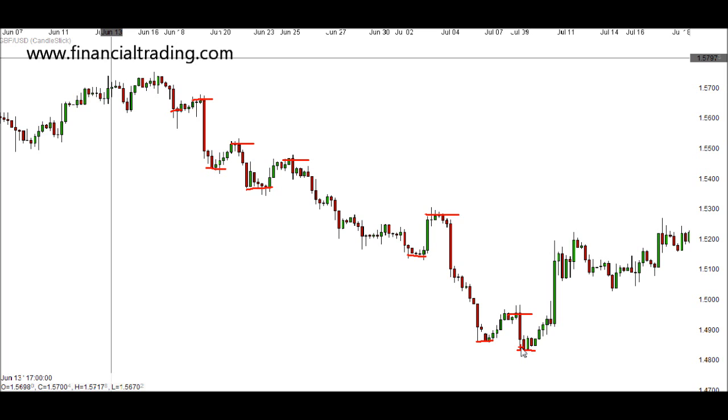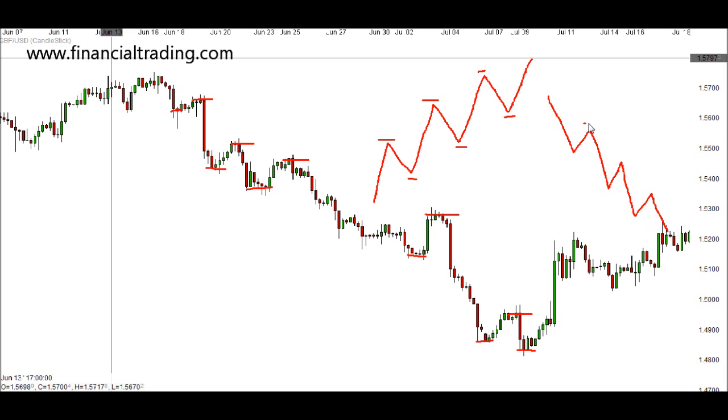Now the major characteristic of a downtrend is lower highs and lower lows. If you remember in our previous video, the major characteristic was higher highs and higher lows. So each time we had a high in the market, it was higher, and every time we had a low in the market, it was higher. With a downtrend, once again, exactly the same thing, just in reverse. Each time we have a high, we want it to be lower. Each time we have a low, we want it to be lower.